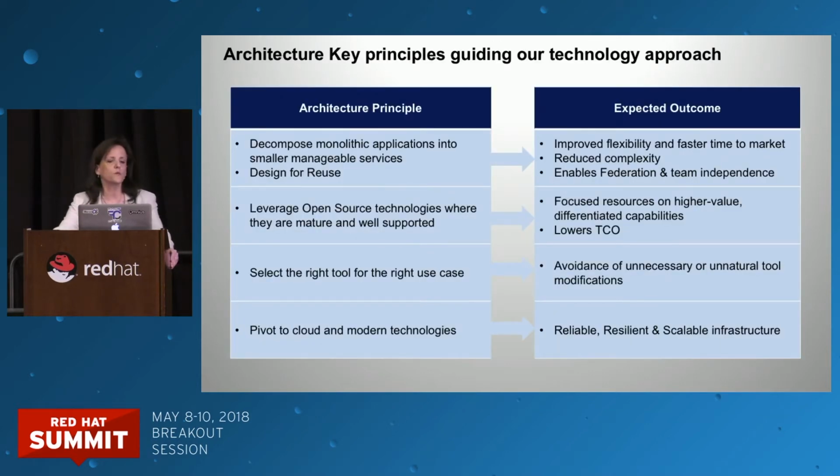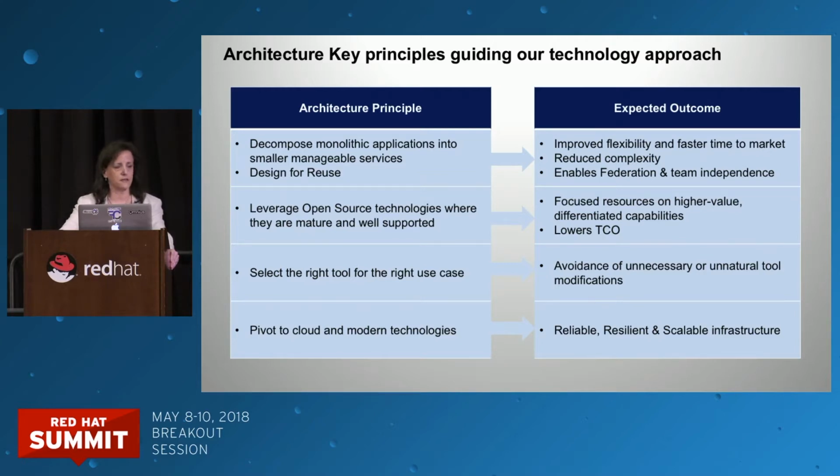Okay, so what were the key architecture principles that were guiding us towards this approach? One is decompose monolithic applications into simpler, smaller, manageable services and design these for reuse. That allows us to have more flexibility, it gives us faster time to market, and enables federation for our team and team independence. Two, leverage open source technologies where they're mature and well supported.